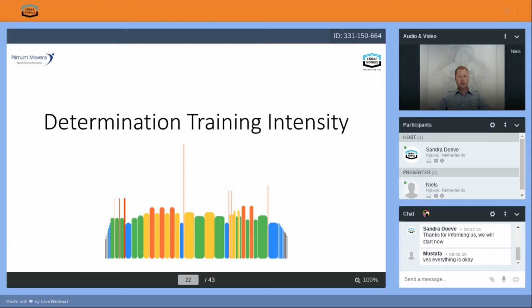When the patient comes in, you do an intake, you check which deficits are seen within the patient, and you make a training program in order to focus on those deficits and to fix the problem of the patient.